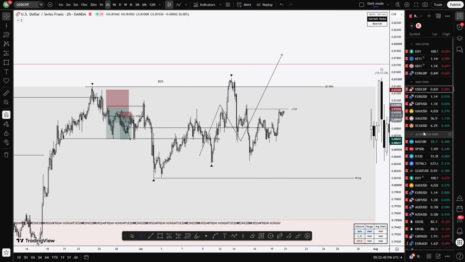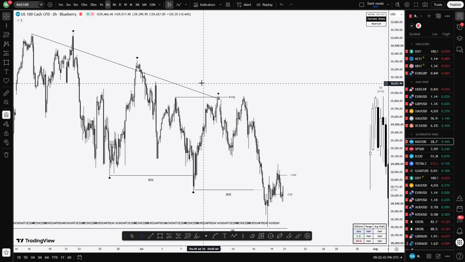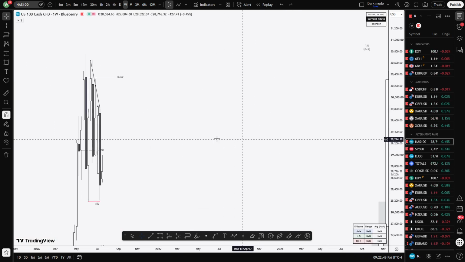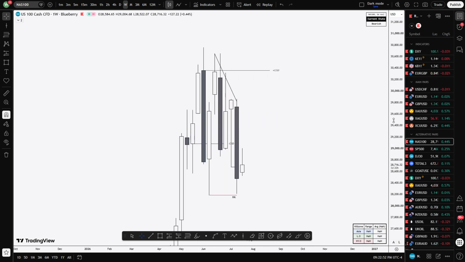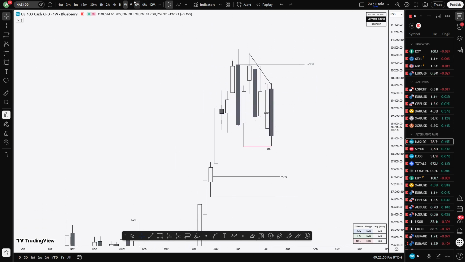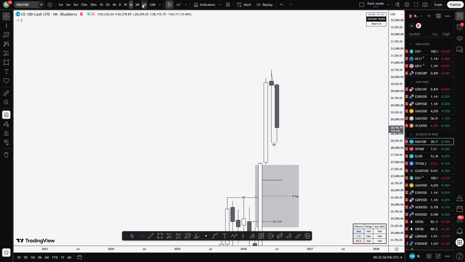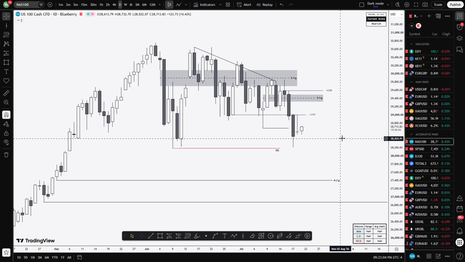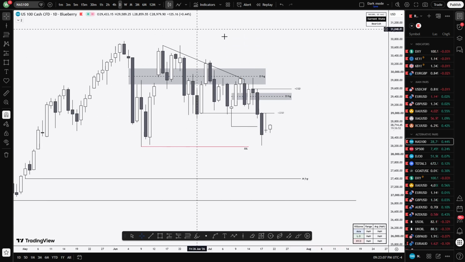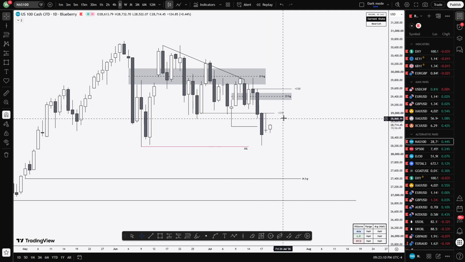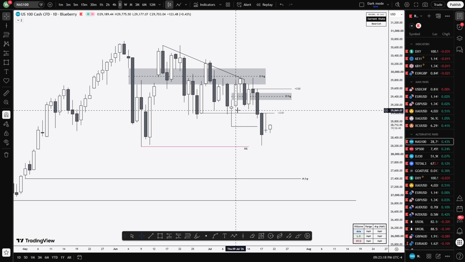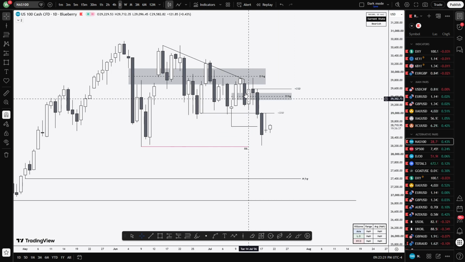Yeah. So for NAS, I didn't do any analysis on this pair because I think we're top heavy at the moment. So okay, we have this on NAS, right? We've had this bearish trend for some weeks now, right? We've had this bearish trend for some weeks now.